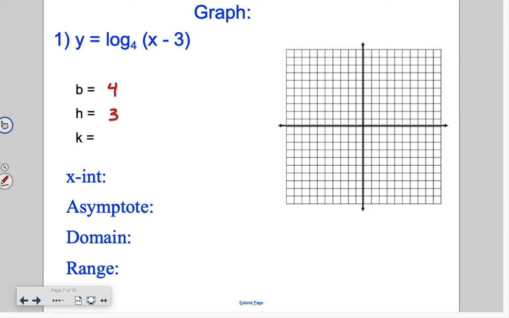How about k? 0. There's nothing after the fact that's added or subtracted at the end, so there is no vertical shift. Okay, which tells me, by the way, before I even do anything else, the asymptote of a logarithmic graph is normally x equals 0. Well, because we're shifting everything 3 to the right, the asymptote is at x equals 3. Okay.